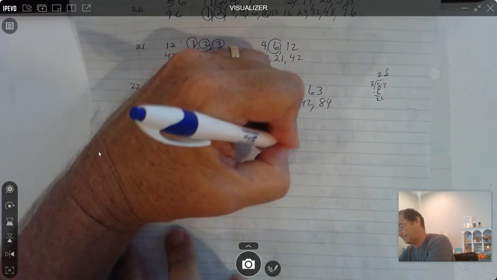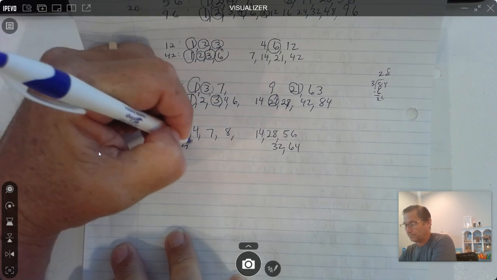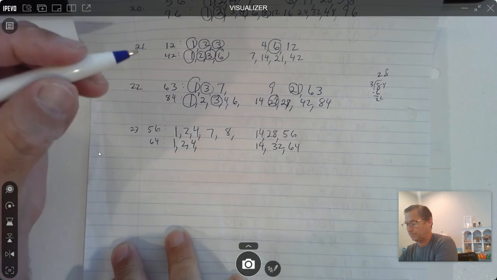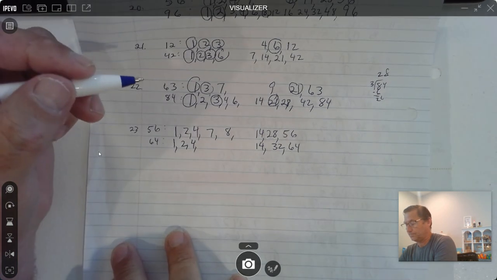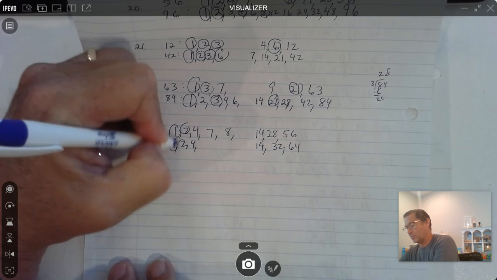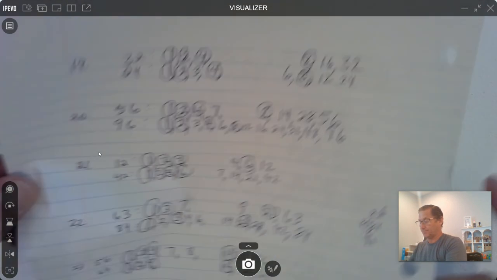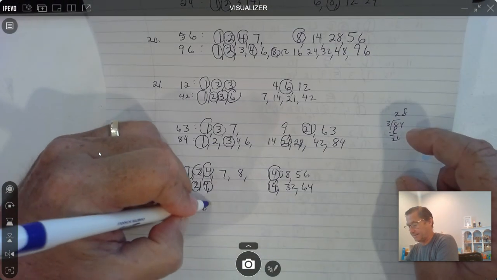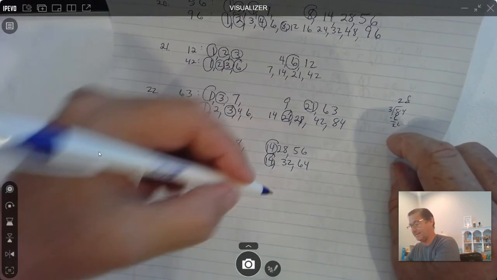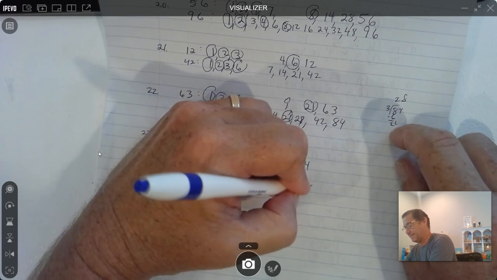64. Okay. For 64, you should come up with 1, 2, 4, 14, 32, 64. So if we circle all the common factors, we find that 14 is the greatest common factor. So we can rewrite 56 plus 64 as 14 times 4 plus 14 times 4.